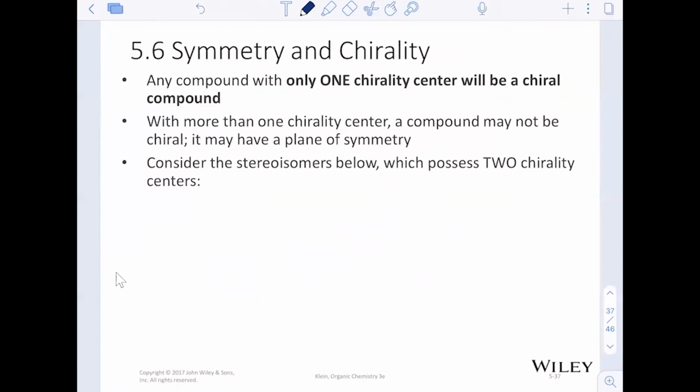Any compound with one chiral center will be a chiral compound. With more than one chiral center, it may or may not be chiral. Here's where I was hinting towards a new word. And I just want to present these again from the very beginning of our lecture. This versus this. Now we can categorize these. Are these enantiomers or are they diastereomers?